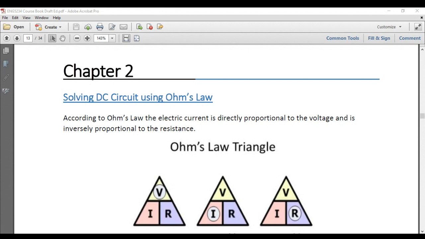You will see that most of the things you are already aware of, but for the sake of covering this course, we will be going through a quick revision of them. So this is the first topic. It's about solving DC circuits using Ohm's law.